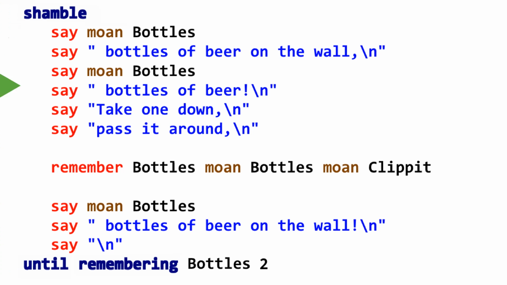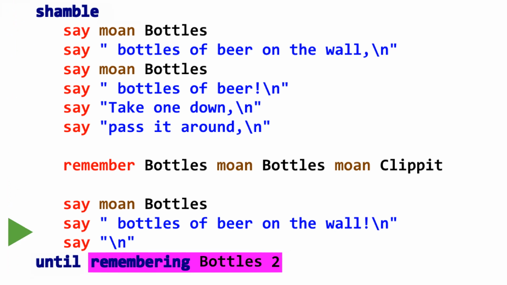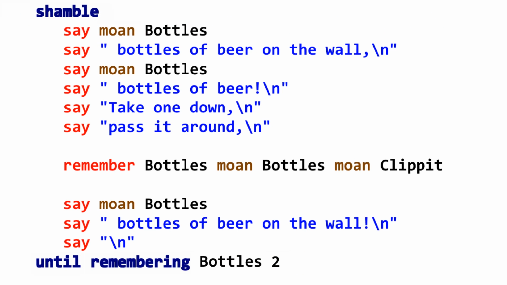In this case, the condition is bottles remembering 2. Yeah, I know the grammar police felt like taking the day off here. It would make more sense to say bottles remembering 2, but still, it will stop shambling once bottles is remembering the value of 2. Inside of this loop, we want to print the lyrics.